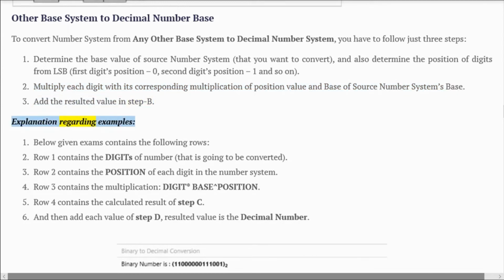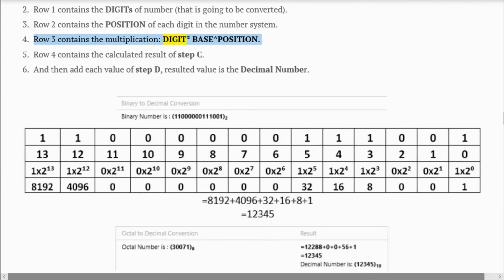Explanation regarding examples. Below given examples contain the following rows. Row 1 contains the digits of number that is going to be converted. Row 2 contains the position of each digit in the number system. Row 3 contains the multiplication, digit asterisk base to the power of position. Row 4 contains the calculated result of step C. And then add each value of step D. Resulted value is the decimal number.